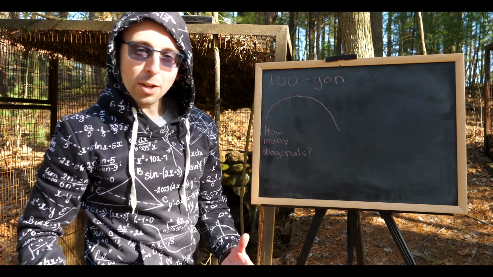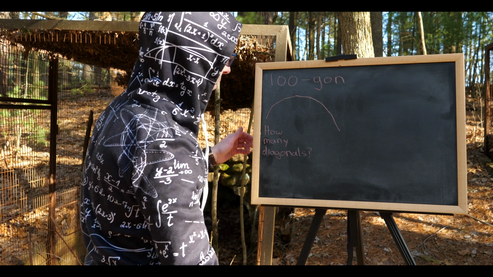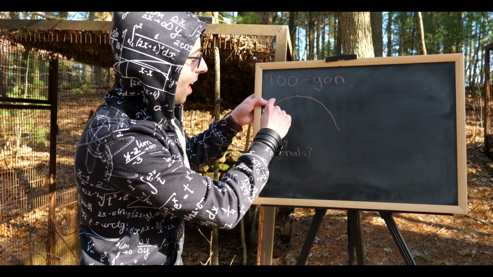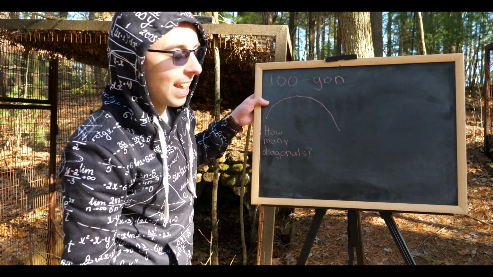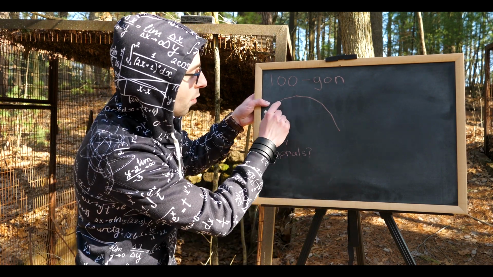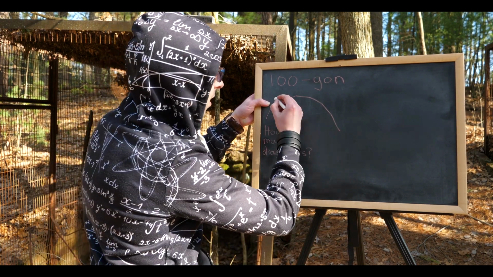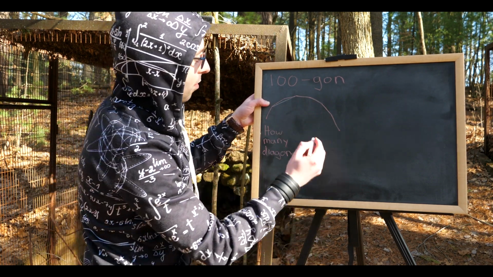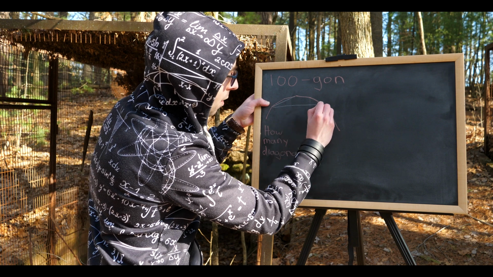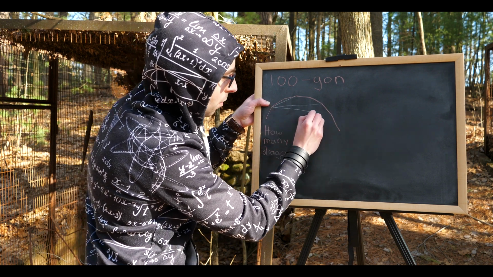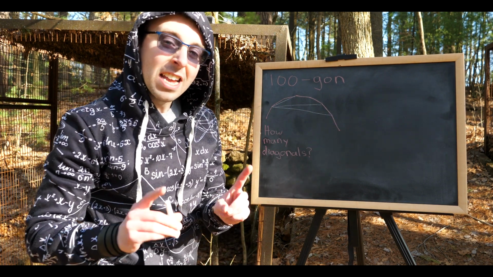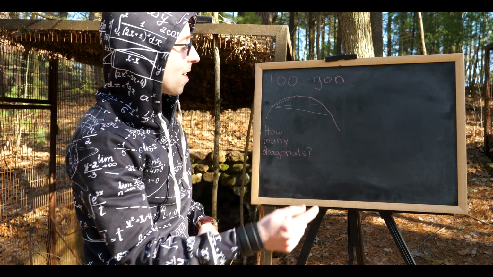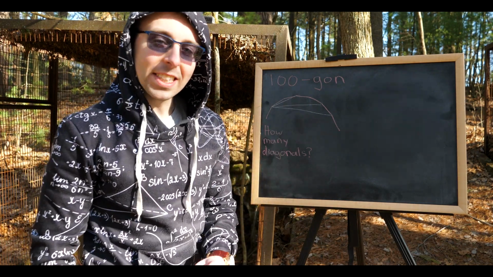Since it's a 100-gon, of course, it has 100 vertices. For example, these two vertices are adjacent. A side of the 100-gon connects them, whereas these two vertices are non-adjacent. So this segment joining them is a diagonal of the 100-gon. This is another example of a diagonal. Here's another diagonal. So again, the question is, how many diagonals are there in a 100-sided polygon?